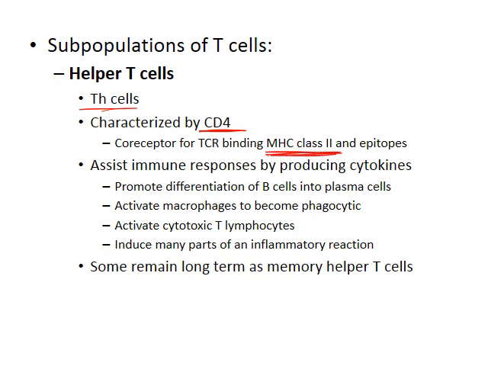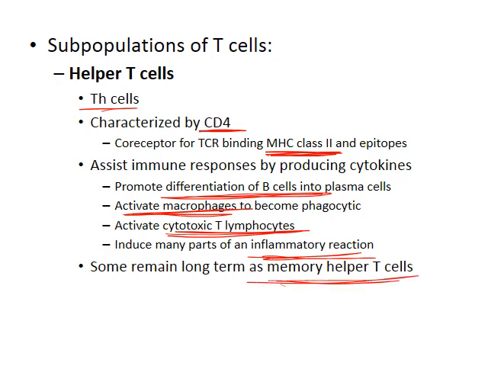These are going to assist in the immune response by producing cytokines, which is going to cause differentiation of B cells into plasma cells, activate macrophages, activate cytotoxic T lymphocytes, and induce other parts of the inflammatory reaction. After the infection goes away, some of these are going to remain as memory helper T cells.